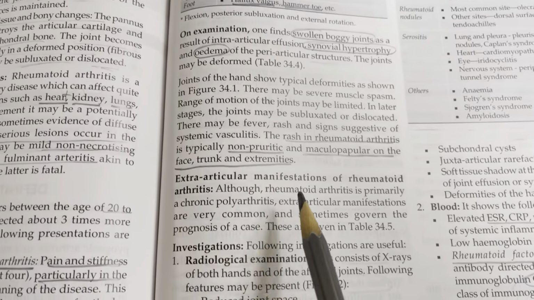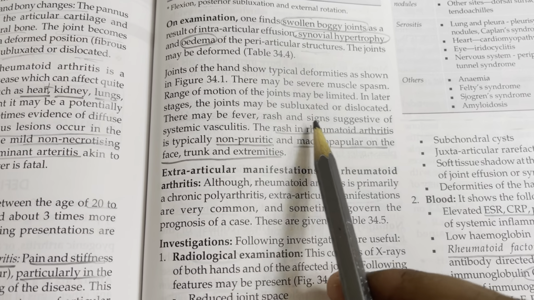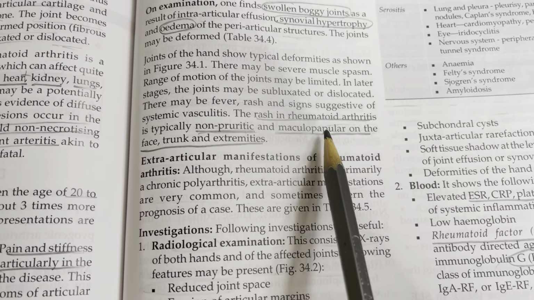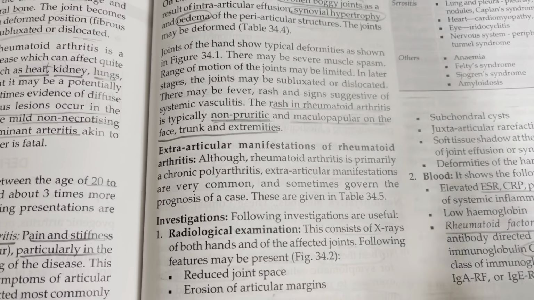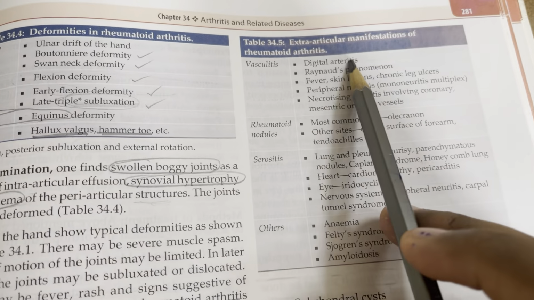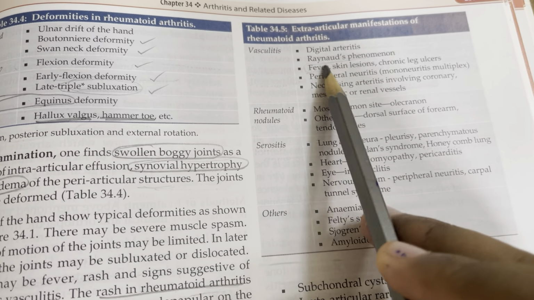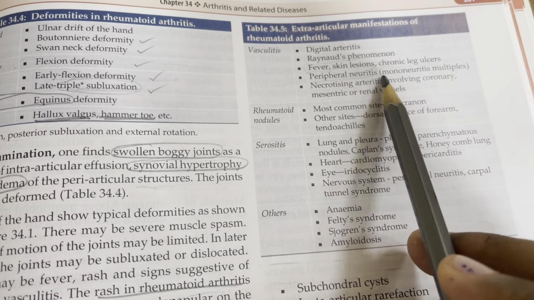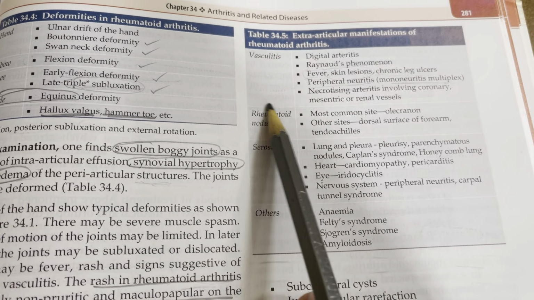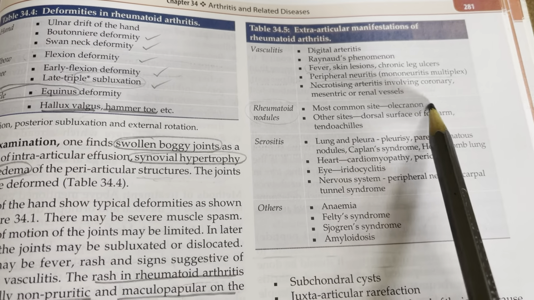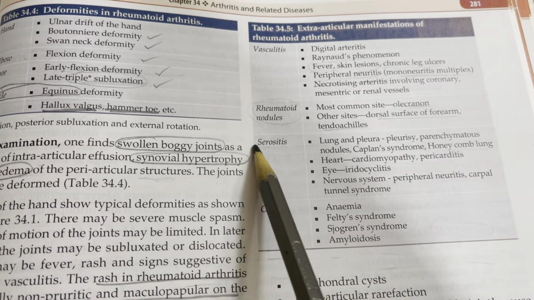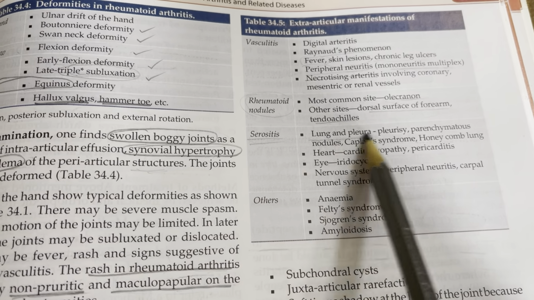Again, extraarticular, you can also have a rash, and signs of systemic vasculitis. The rash in rheumatoid arthritis is non-pruritic, maculopapular on the face, trunk, and extremities. Extraarticular manifestations: you can have vasculitis, so Raynaud's phenomenon, fever, PUO, skin lesions like rash, chronic leg ulcers, peripheral neuritis like mononeuritis multiplex. You can have necrotizing arteritis. Then rheumatoid nodules, mostly on the extensor aspects of the olecranon. Other sites are the dorsal surface of the forearm, tendon, Achilles, etc. Serositis, so lung and pleura, you can have pleurisy.